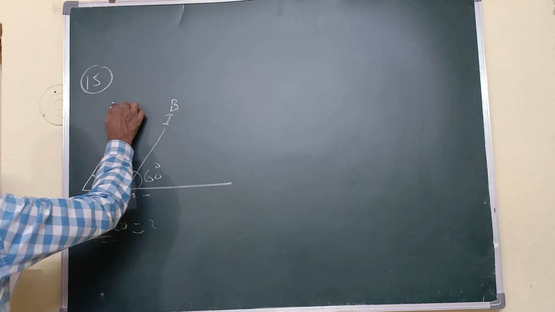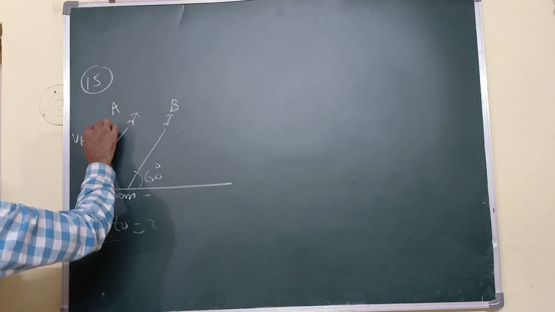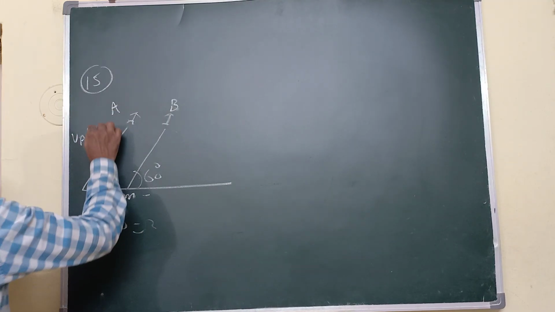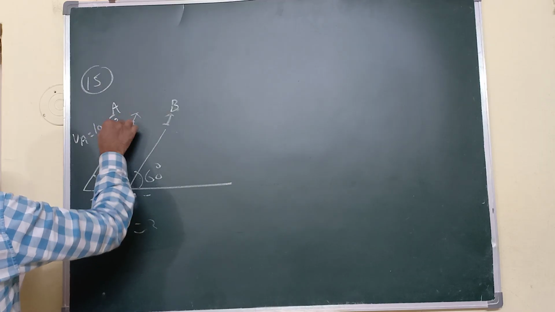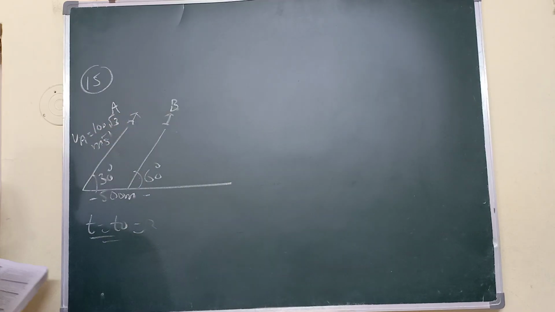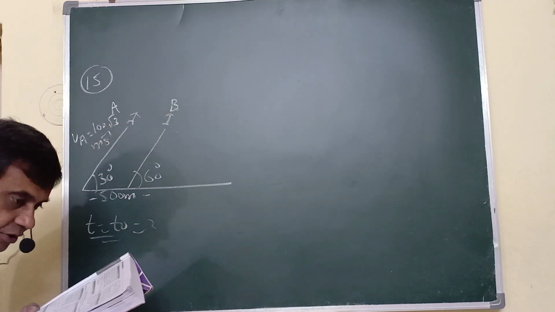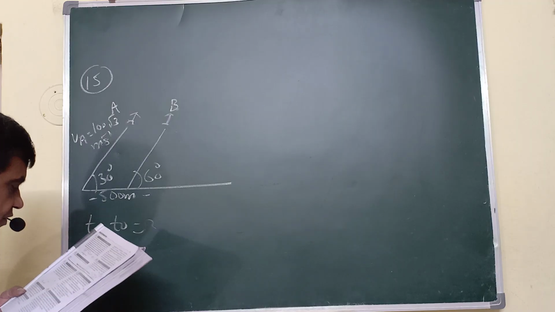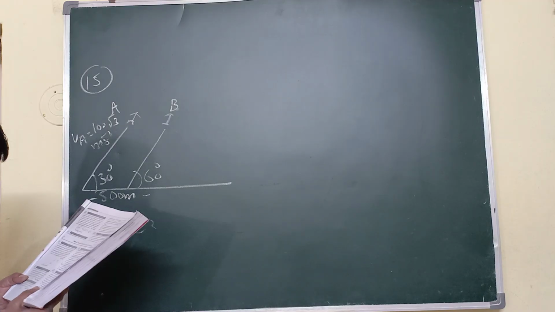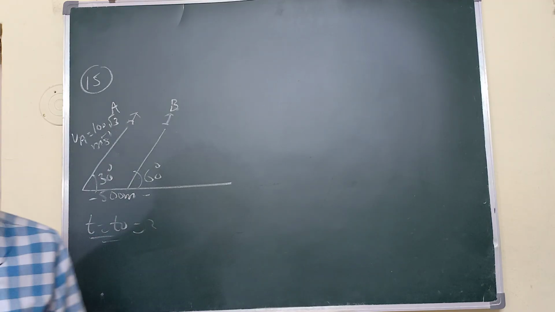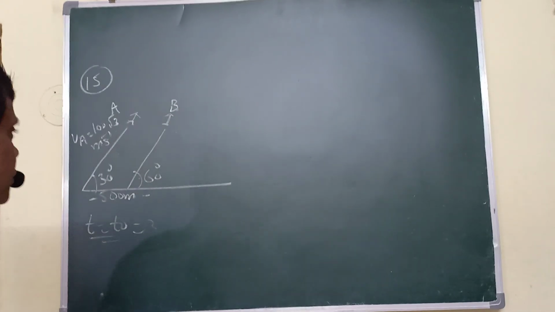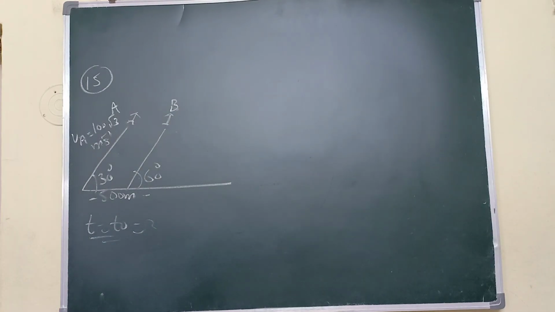Similarly, the velocity of the A plane he has given, that is 100 root 3 meter per second. This information we know, so from this information we are finding the colliding time. That is our question. So in this question what is happening? We are applying the relative concept.